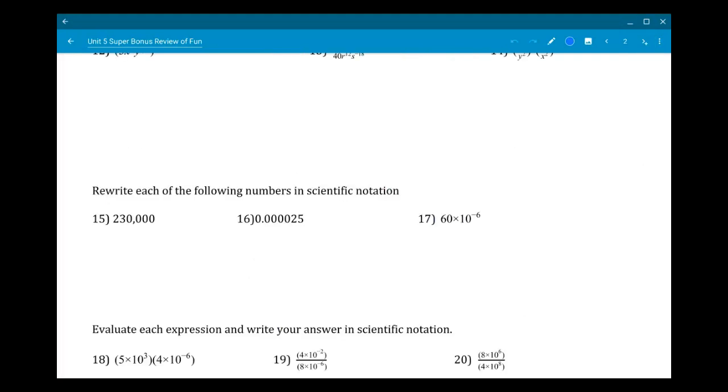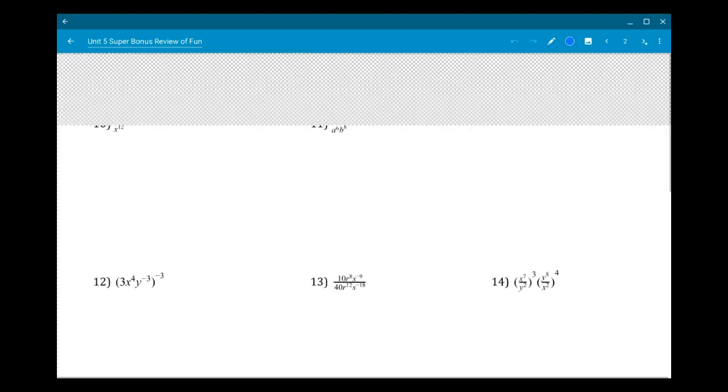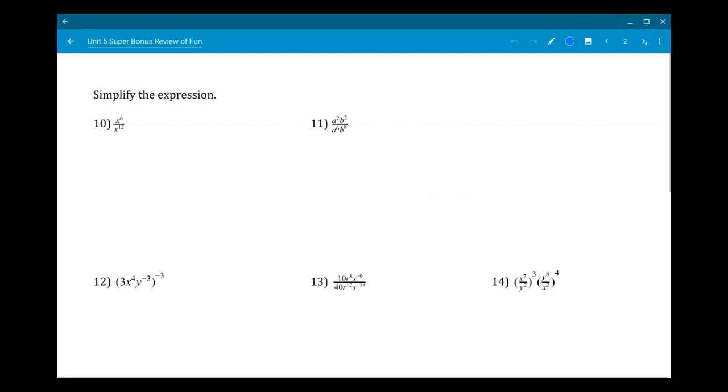Looking ahead on the next page, here's where we potentially get into negative exponents. So for numbers 10 and 11, the most straightforward way of doing those is by just simply doing exponent subtraction. So I'd get, for example, x to the -6 on that one, a to the -4, b to the -6 on that one. That's just one way of handling things.